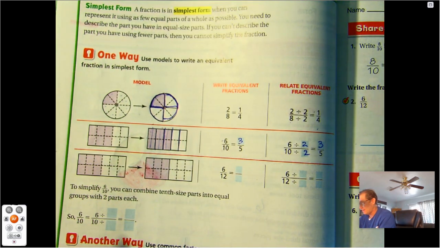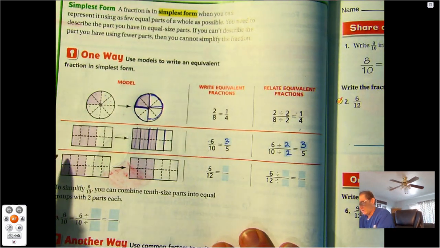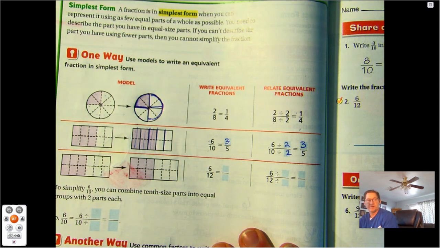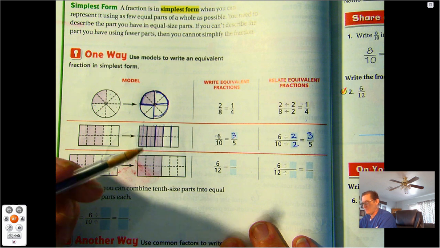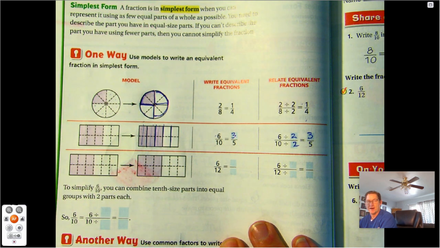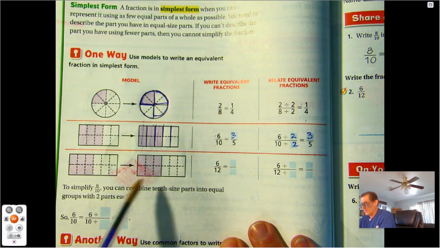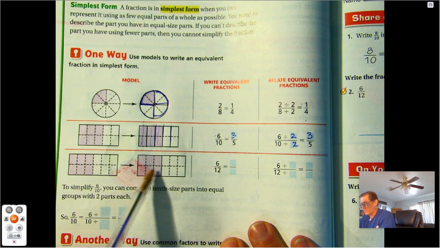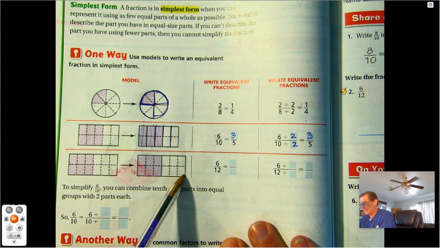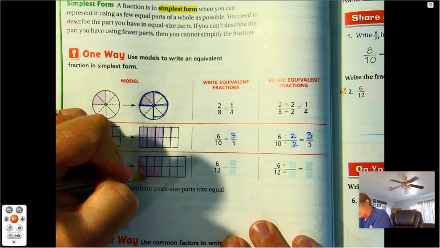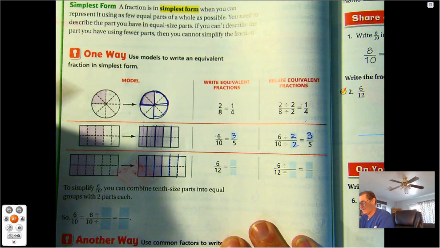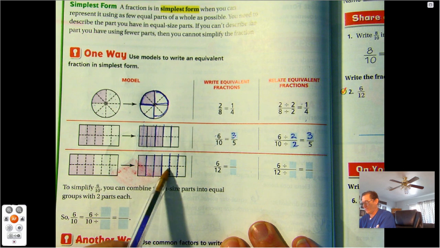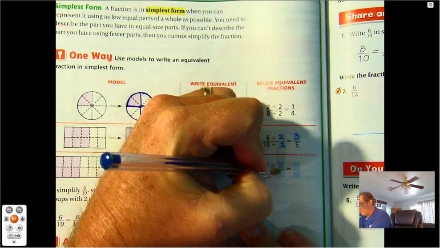All right, so 6/12, 2, 4, 6, 8, 10, 12. So what factor can I divide both 6 and 12 by? So here it looks like we have 1, 2, 3, 4, 5, 6 pieces. So 12 divided by 2 would give me 6.